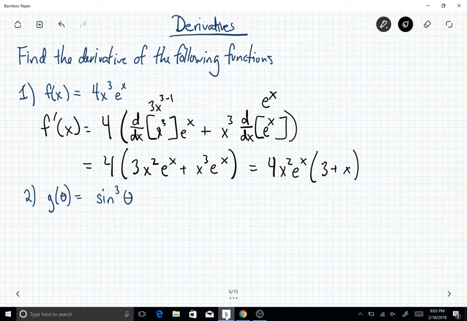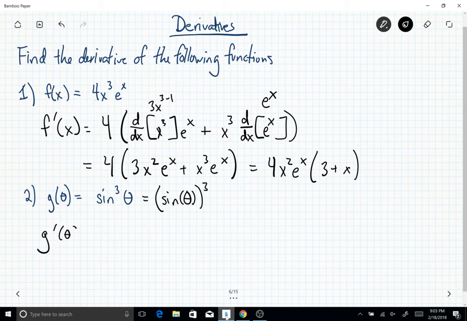In our second case, we have g of theta equals sine of theta cubed, or sine cubed theta, which I will actually write as sine of theta, the quantity cubed. And hopefully that allows you to see that we are going to use the chain rule here. And in order to use the chain rule, you need to use that power rule first. So that becomes 3 sine of theta, the quantity raised to the 3 minus 1 power, which is 3 sine of theta squared, just using the power rule. But then we have to take the derivative with respect to theta of that interior function.